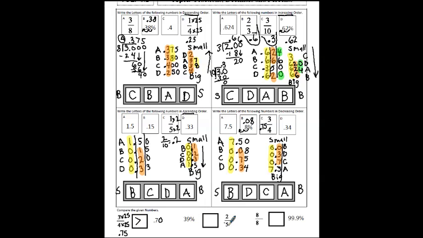Here we're going to move the decimal place 2 places to the left to get 39 cents. And we see 2/5 is equal to 4/10. So 4/10 is equal to 0.4. And 39% is equal to 39 cents. But we want to make the 0.4 look like 40 cents. So 39 cents is actually less than 40 cents. 8/8 is equal to 1, and 99.9, we move it 2 places over to the left, and I get 0.999, and 1 whole is always going to be greater than any decimal.